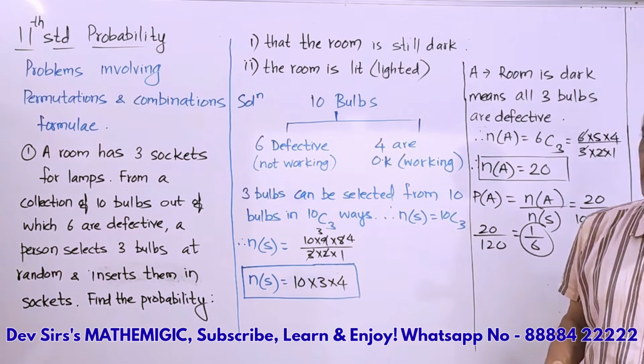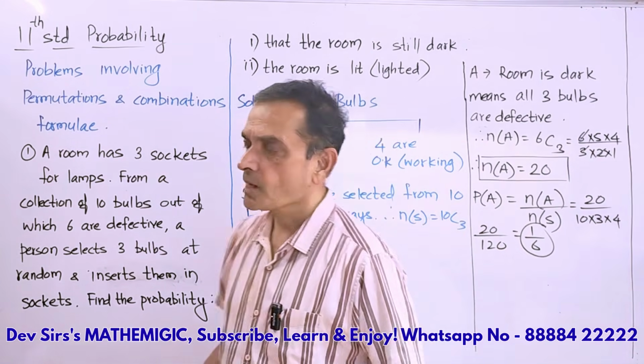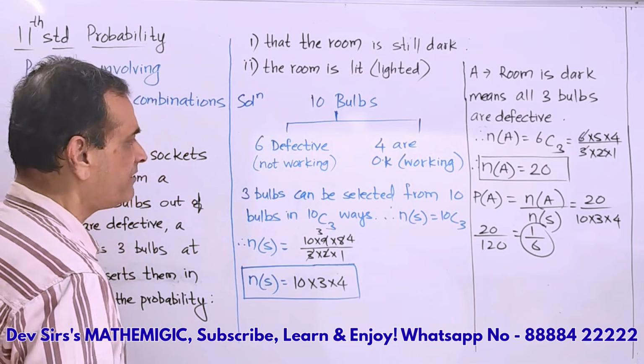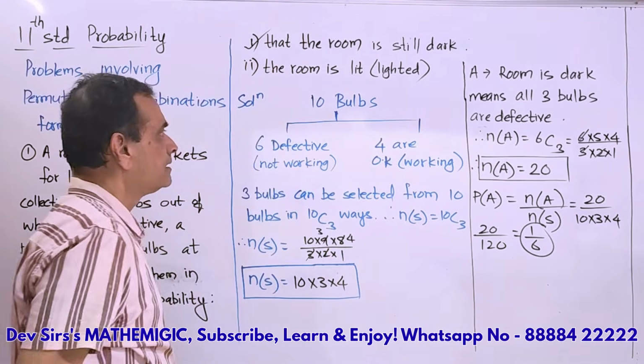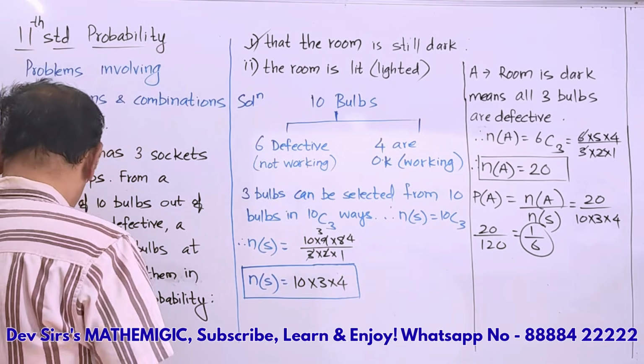That means selecting all 3 defective bulbs. Okay. Now the second one. Event B. The first one is over. We got the answer. The room is lighted.